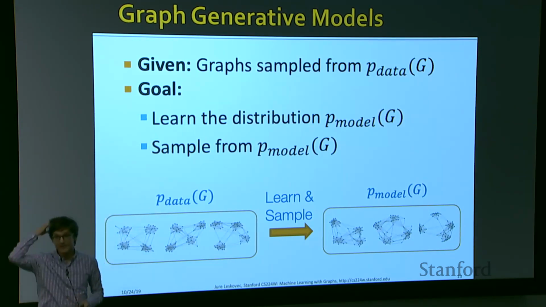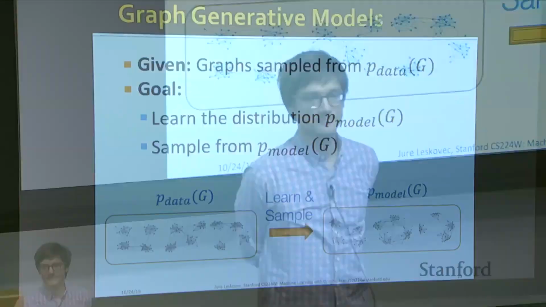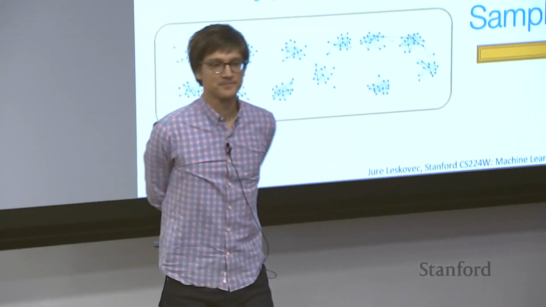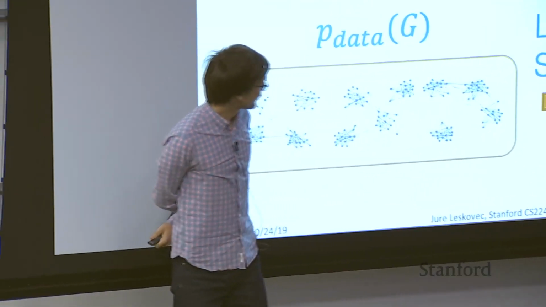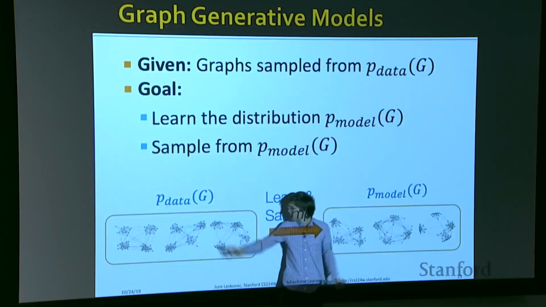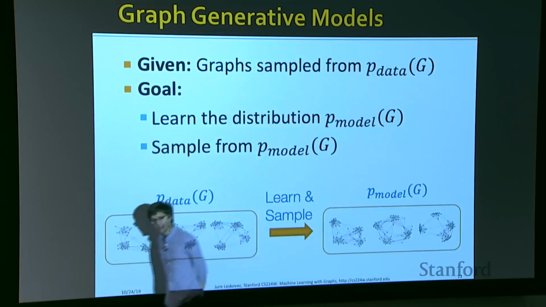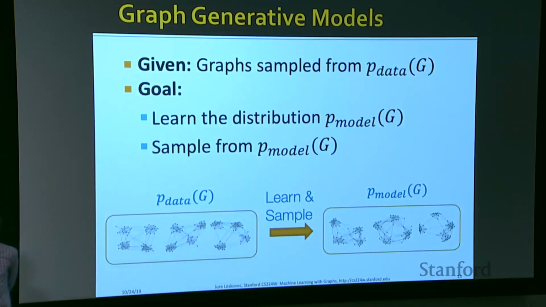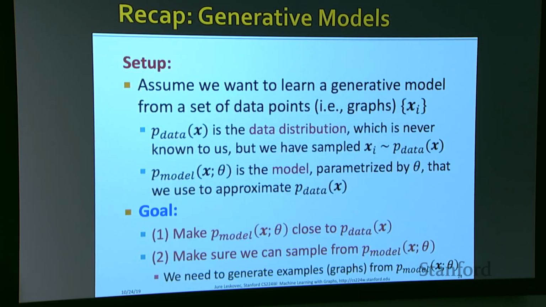Yes? Is the goal to have P model as close to P data as possible, or are you trying to make some variant of it? Good question. So the question is the goal of this P model to be close to P data? Exactly. That will be exactly the goal, and we'll talk about it. All right. Good. So here is the setup.